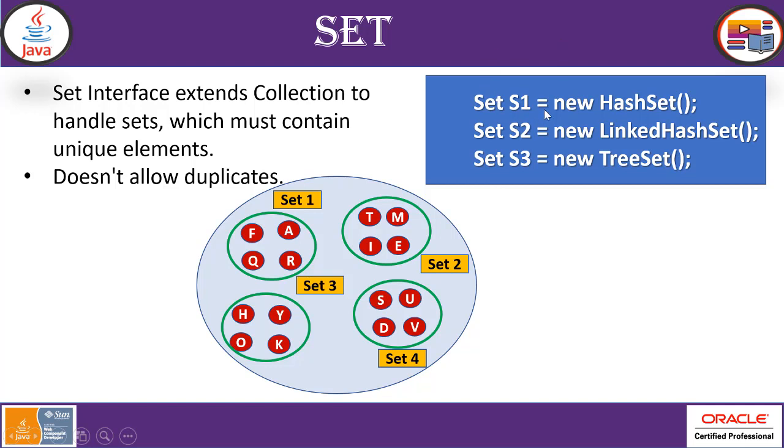Declaration of set and initialization is done like this. Since set is an interface, it cannot be used to create an object. You need to use the constructor of that class. Set basically has further implemented classes like HashSet, LinkedHashSet and TreeSet that we'll see one by one later. But declaration of any specific set is done like this. First we have to mention set, then create an object equals new, calling the constructor of the respective class of the set.